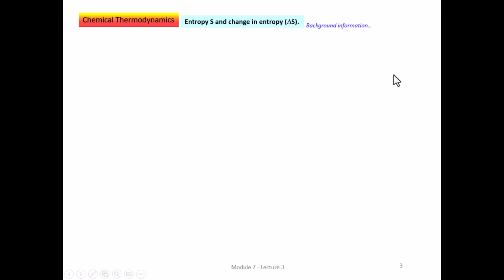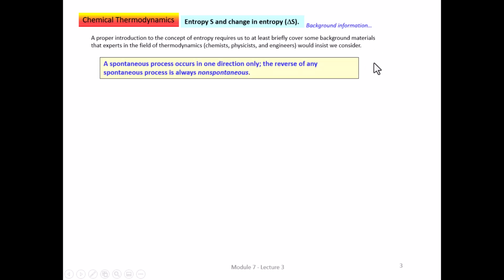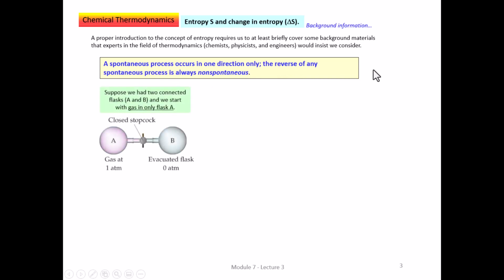Let's look at some background information on entropy and the change in entropy. A proper introduction to the concept of entropy requires us to at least briefly cover some background materials that experts in the field of thermodynamics, chemists, physicists, and engineers would insist that we consider. Here's one of them. A spontaneous process occurs in one direction only. The reverse of any spontaneous process is always non-spontaneous.